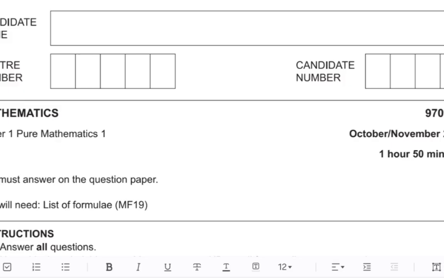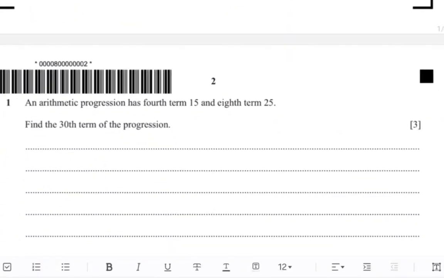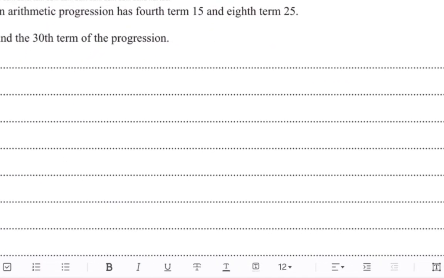In this video I'm going to be solving this paper 1-3 for Pure Mathematics 1 from October-November 2024. So let's start. We're told in the first question that an arithmetic progression has fourth term 15 and 8th term 25. And the question says find the 30th term of the progression.